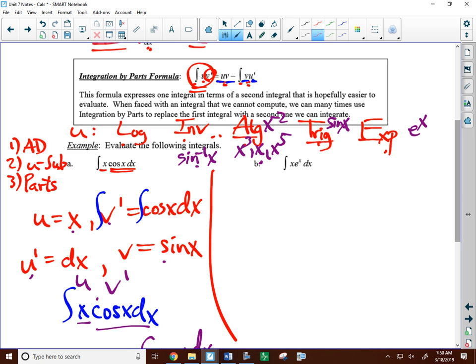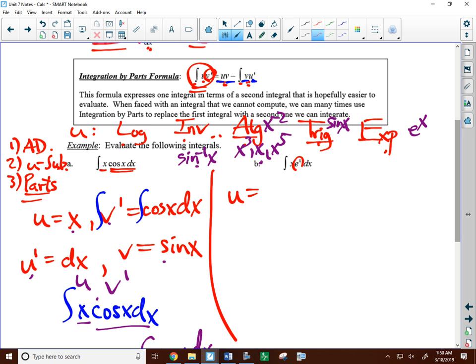The integral of x e to the x. Again, let's just start with this. I don't know an antiderivative because they're multiplied. If it was just e to the x, I would. U substitution, can't let it be x for u substitution. If I let u be e to the x, the derivative is e to the x. There's not another e to the x out there. Parts will work on this though.